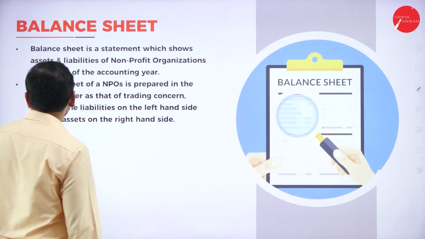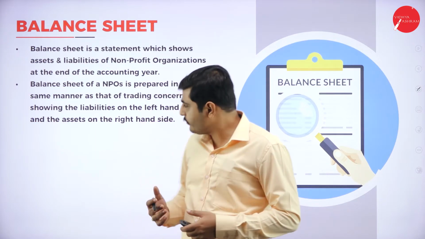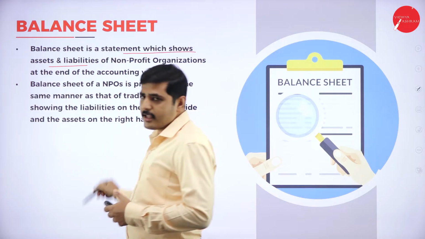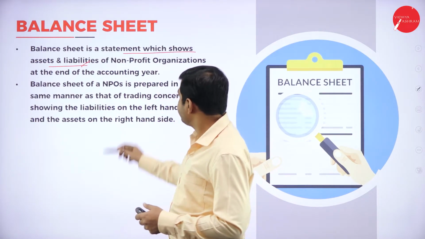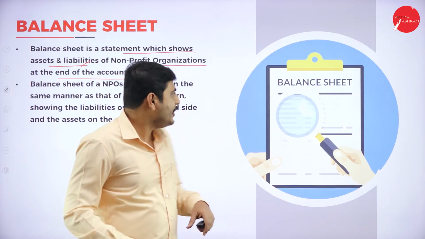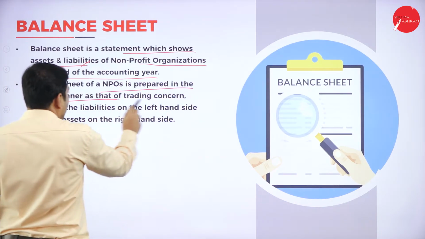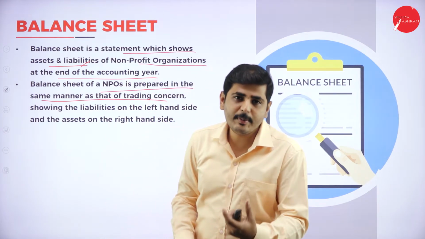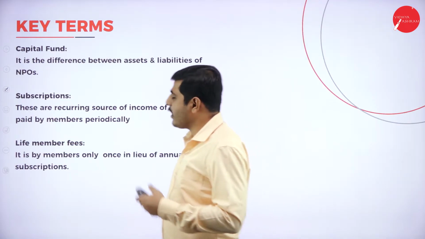Next, go to the next point, the balance sheet. At the end of the year, we have to prepare the balance sheet. It shows assets and liabilities. All assets should go to the assets side, all liabilities should go to the liabilities side. At the end of the accounting year, the non-trading concern organization has to prepare the balance sheet. The balance sheet of an NPO is prepared in the same manner as a trading concern. As we prepare it in a business organization, in the same manner we will prepare the balance sheet here also.